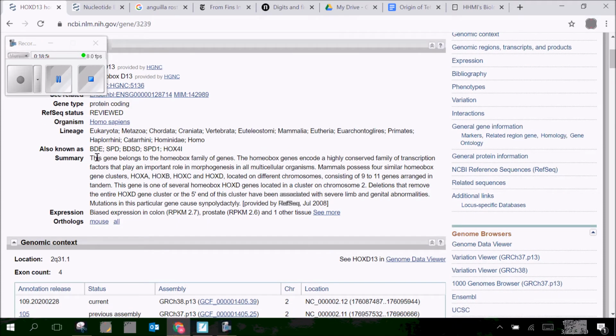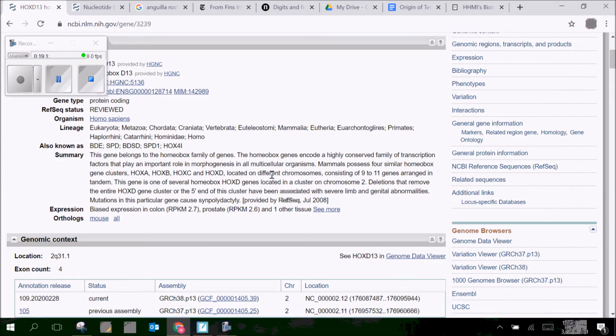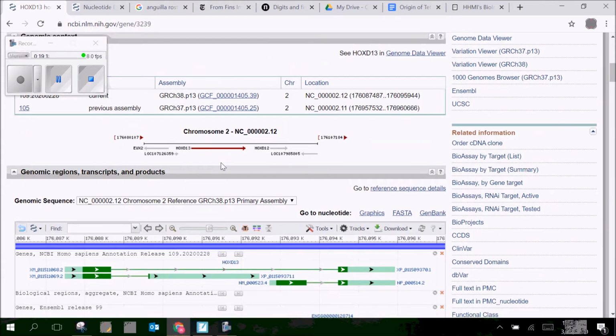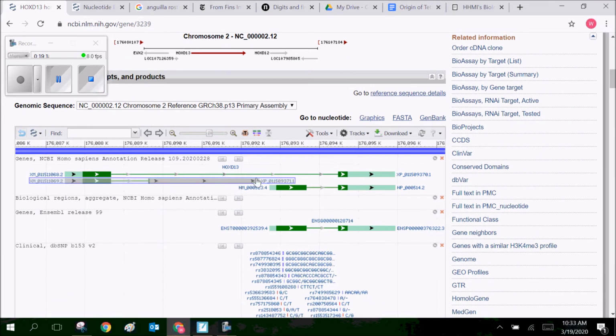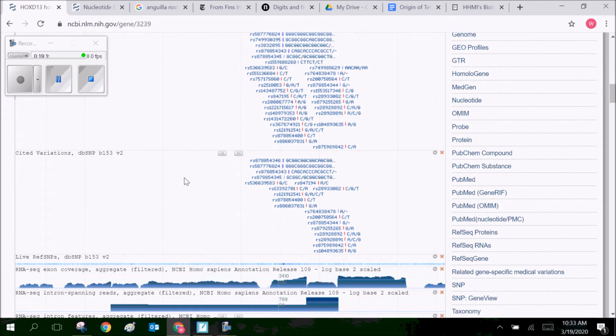It says here in summary, this tells us what it does, and these are other names for it. This gene belongs to the homeobox family of genes. They encode a highly conserved family of transcription factors that play an important role in morphogenesis in multicellular organisms. What the heck does that mean? It's exactly what I said before. They help you to develop certain limbs in your body. It goes on to describe a little bit more about that, but we don't really care about that right now. We kind of know what it does. This will show you where it is on the chromosome and all that fun stuff. We're going to scroll down.